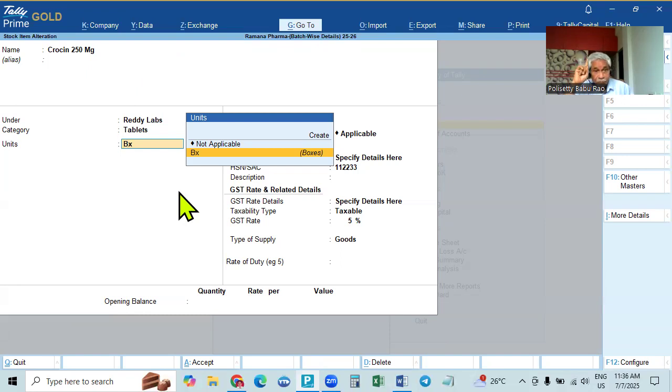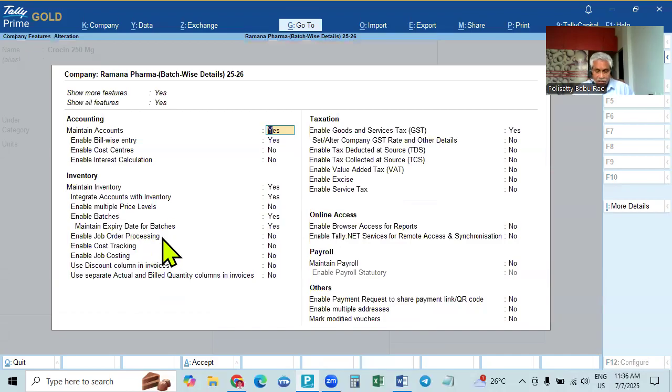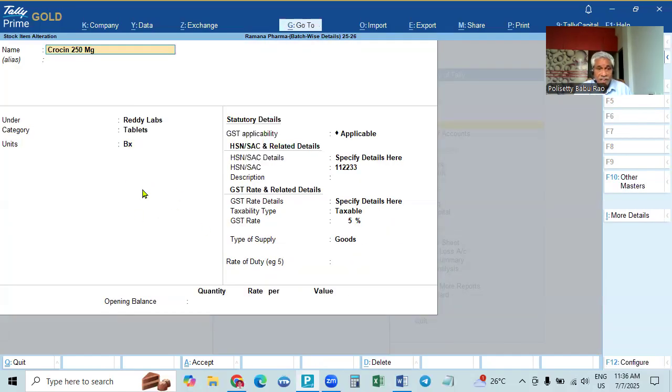So we enabled the batch wise details in F11. We enabled batch wise. So here also you can press F11 and see that we enabled batch wise details. So we have to show the batch wise details here, but the option is not there. That means, just like bill wise details, when you enable bill wise details in F11 features, for debtors and creditors in their account after the group, it will ask you to maintain balance bill by bill. That will be there, but sometimes that option will not come.